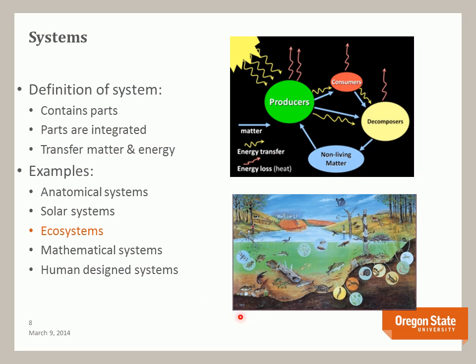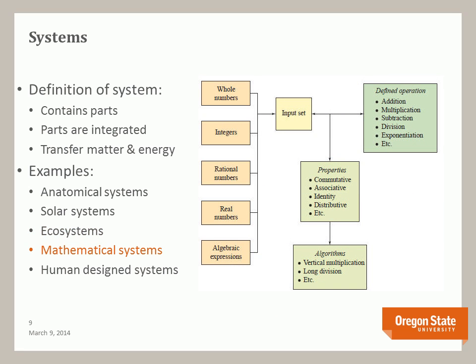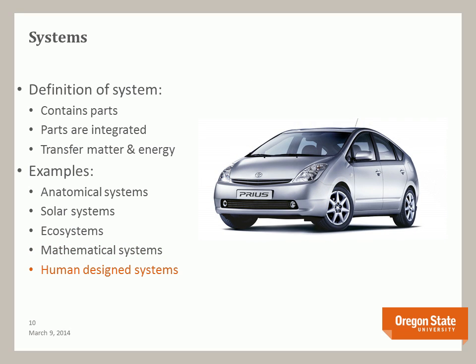And here's a different diagram or model of an ecosystem. And we have mathematical systems like the number system, which consists of these parts and these types of operations and properties, etc. And then human design systems like cars. These are systems which consist of parts, and these parts interact to get us from one place to another.